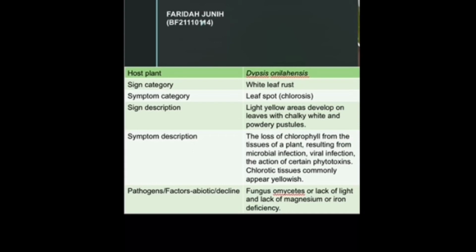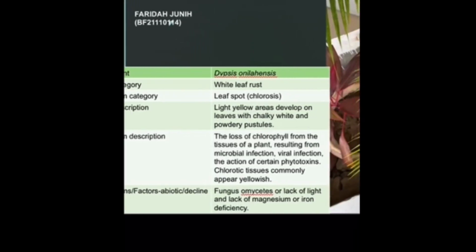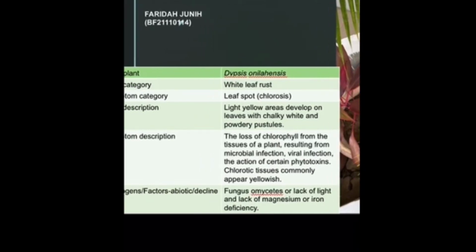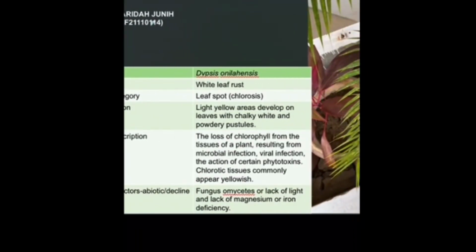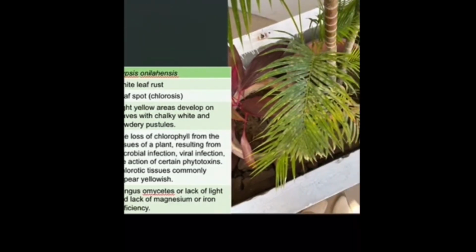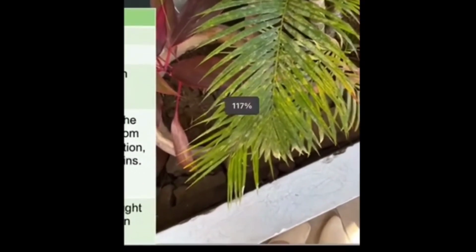So this diseased plant has pathogens and factors. The pathogen is a fungus or mycetes, and the factors are the lack of light and lack of magnesium or iron deficiency in the soil. So this is the white leaf rust on the plant.